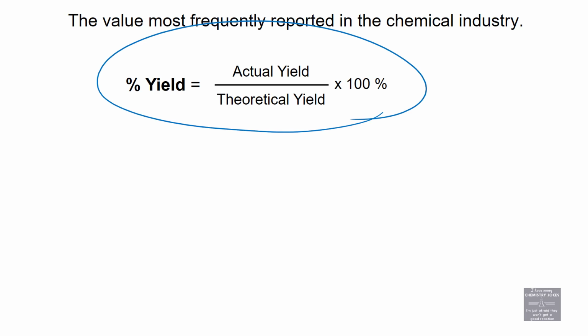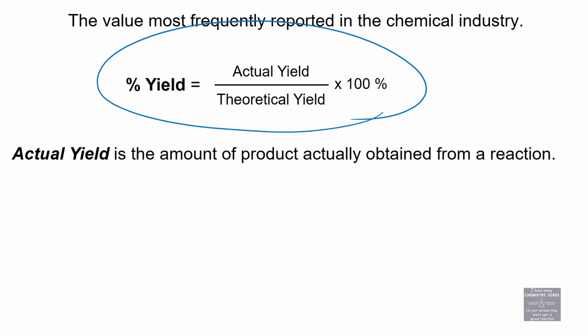This is the actual formula for percent yield. This is not a formula I will provide you. There will be some equations and things that I will provide you. Percent yield is not one of them. Percent yield is actual over theoretical times 100. Okay, what is our actual yield? That's the amount that you actually obtain in the reaction.